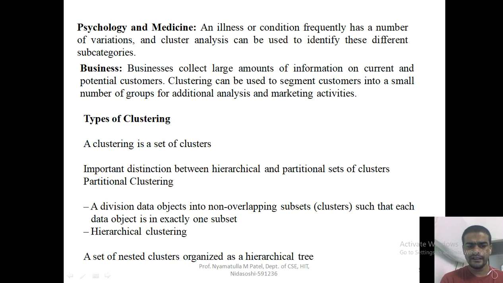The next one is hierarchical clustering: a set of nested clusters organized as a hierarchical tree. This is a bit different. Here we have a set of nested clusters. You know what nested clusters are. The nested clusters are organized as a hierarchical tree, so the clusters are arranged in the form of a hierarchical tree.